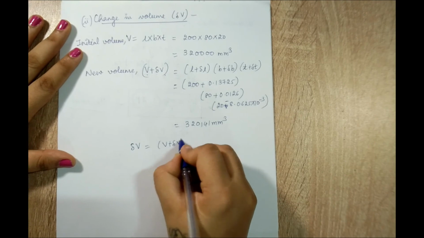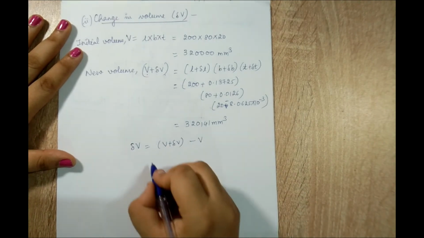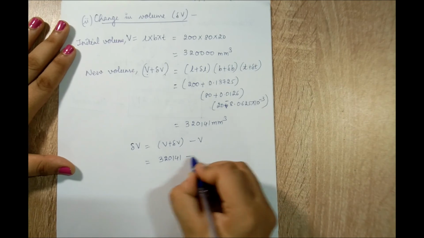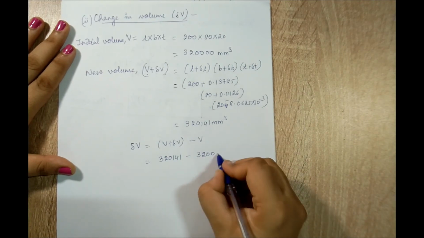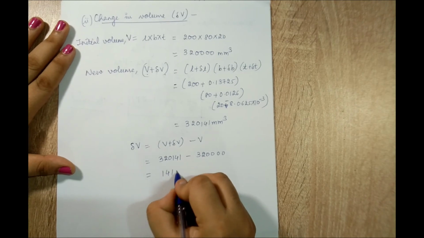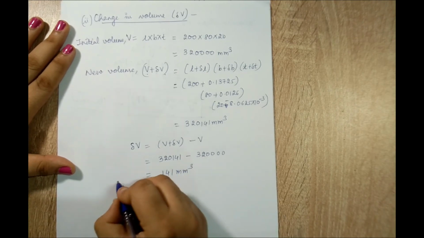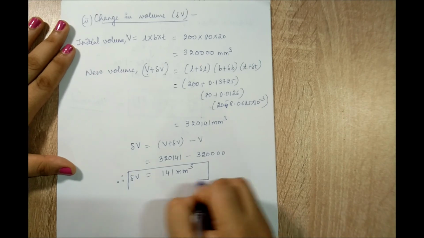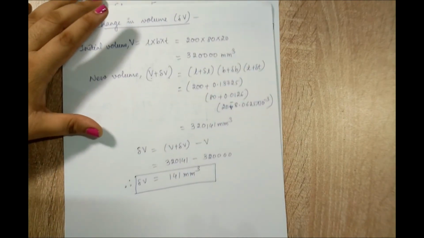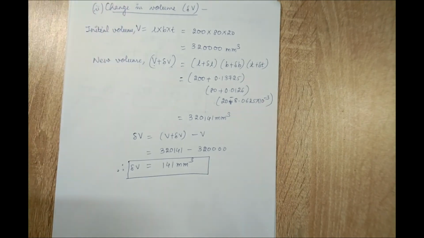Now when I have to calculate the change in volume, which is delta V, it will be new volume minus initial volume. So I will get 320,141 minus 320,000. I get the answer as 141 mm cube. So this is my change in volume. So this is how the numerical is supposed to be solved for a triaxial loading.